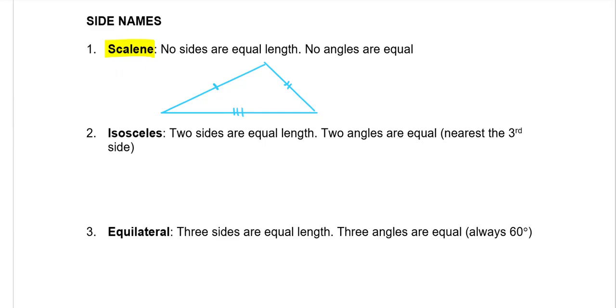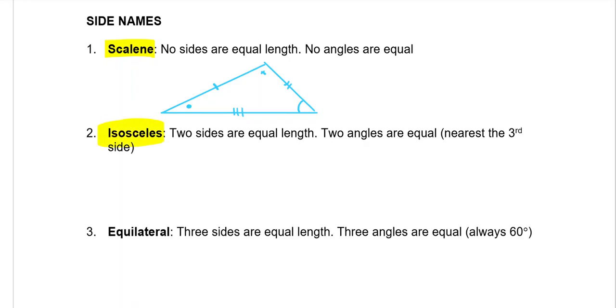Because the angles are all different, I'm also going to put different symbols in each of the angles. So this angle is different to this angle, which is different to that angle. Okay, so that is called a scalene triangle.